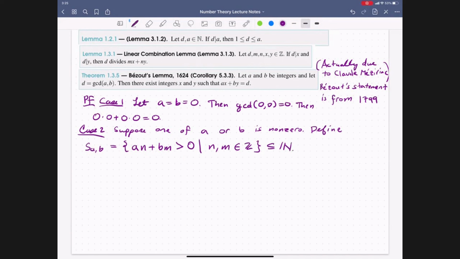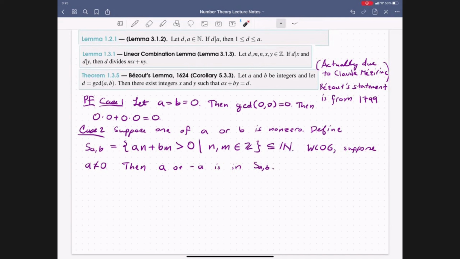Next up, is the set non-empty? The good news is we know that one of a or b is non-zero. So without loss of generality, suppose a is non-zero. Then a, or negative a, is in the set. Why is this true? Well, n and m are integers.